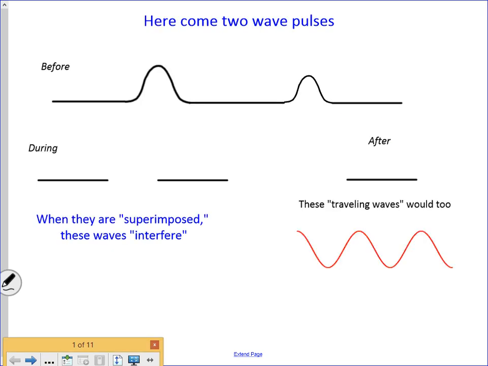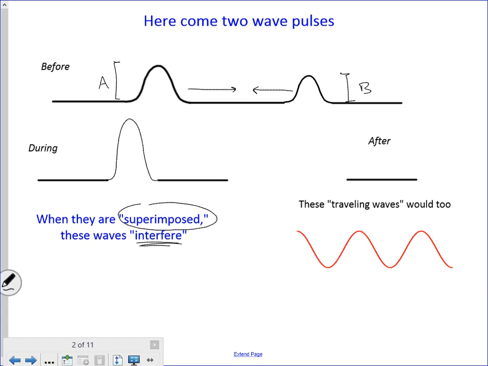Now, here come two wave pulses, and not only that, but here they come at each other. Let's say that this is a crest of amplitude A, and a crest of amplitude B. They come at each other, and there is an instant when at least the very peaks of those pulses are at the same place at the same time, and we say then they are superimposed. And when they're superimposed, they interfere. Well, the interference result is, as you saw, a bigger crest of amplitude A plus B.